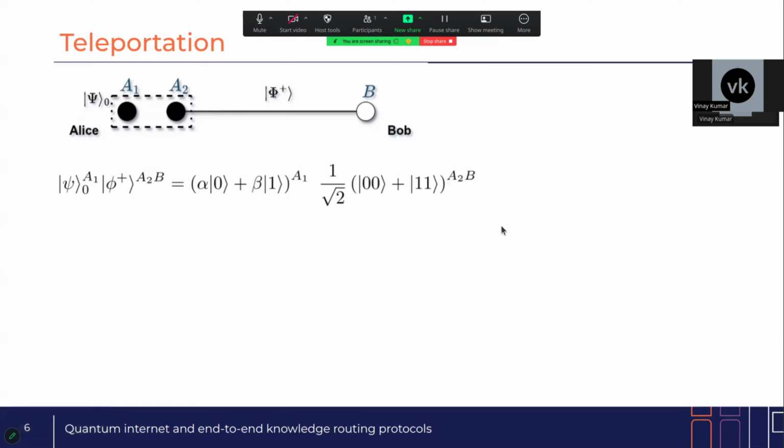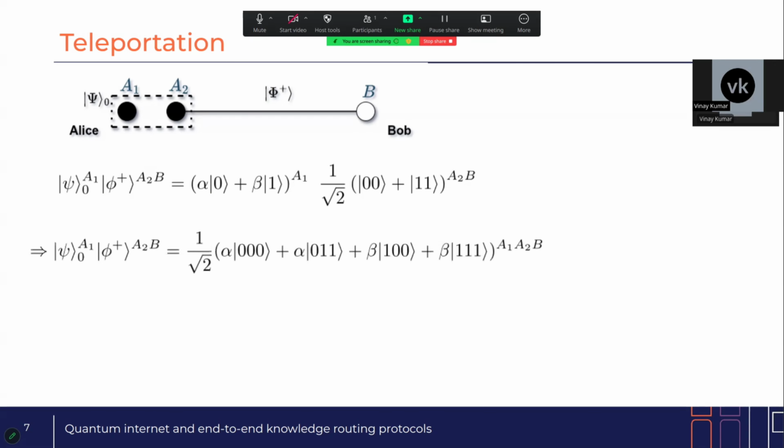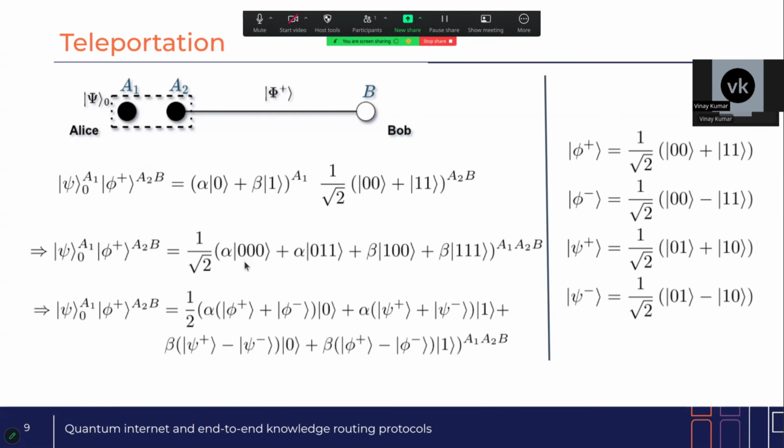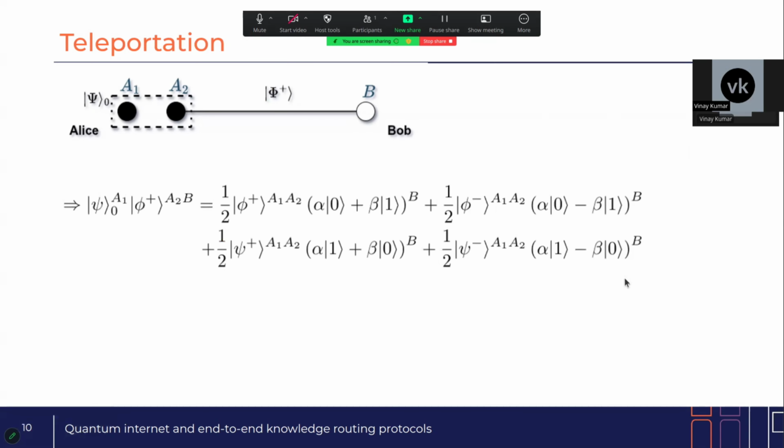So we can simply write the equations for this. This is the state of qubit A1 at Alice. And we have the entangled pair A2 and B, which signifies the EPR pair which is shared between Alice and Bob. We can simplify, and it looks like this. Then we can substitute the definitions of the Bell basis for the first two qubits. We have an equation something like this, which can be reduced to an equation like this.